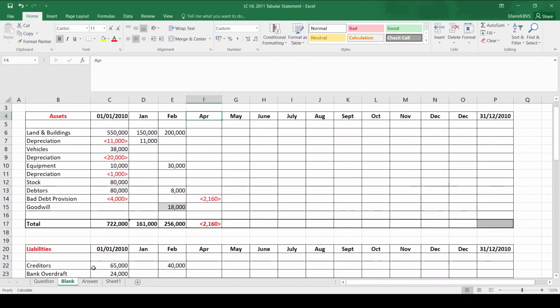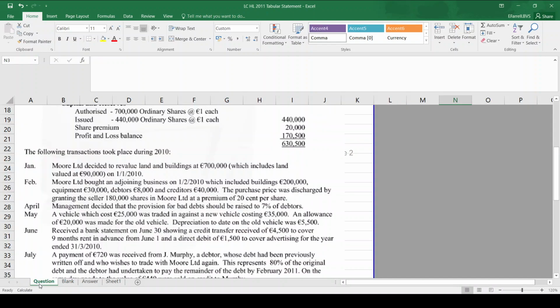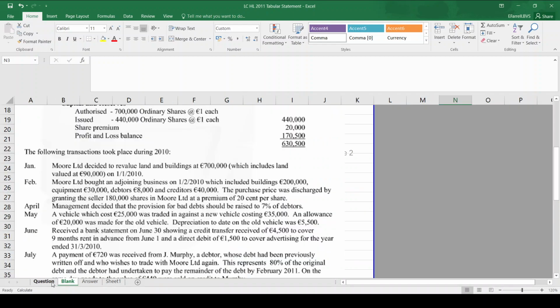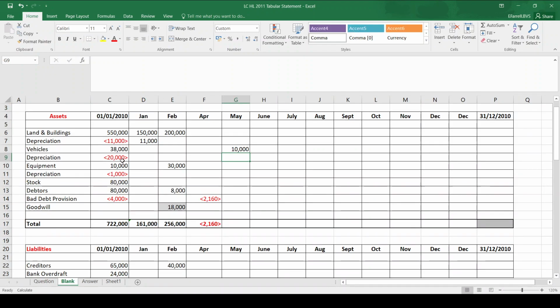So in May, the first thing we're going to do is increase vehicles by 10,000. Why? Because the cost of the vehicle we got rid of was 25,000, and the new one is 35,000. So in total, they've gone up by 10,000. So vehicles have gone up by 10,000. When you get rid of a vehicle, you have to take out the depreciation. So the depreciation of the vehicle was 5,500. That needs to come out. And because depreciation is a minus, to take it out, that's going to be a plus 5,500.